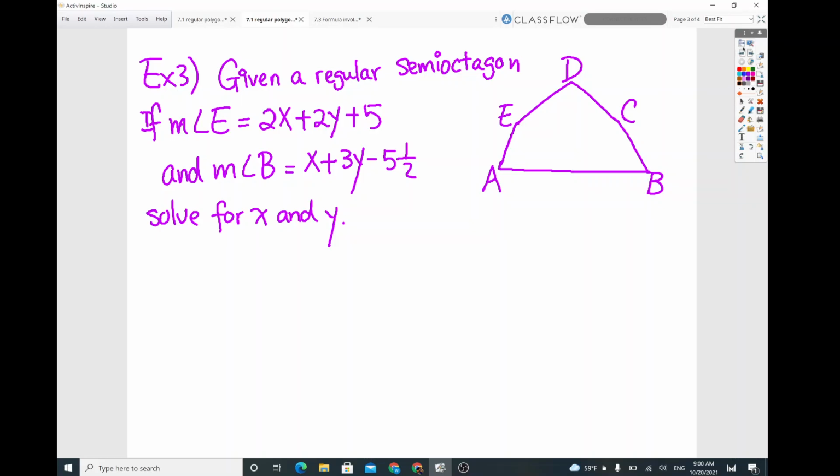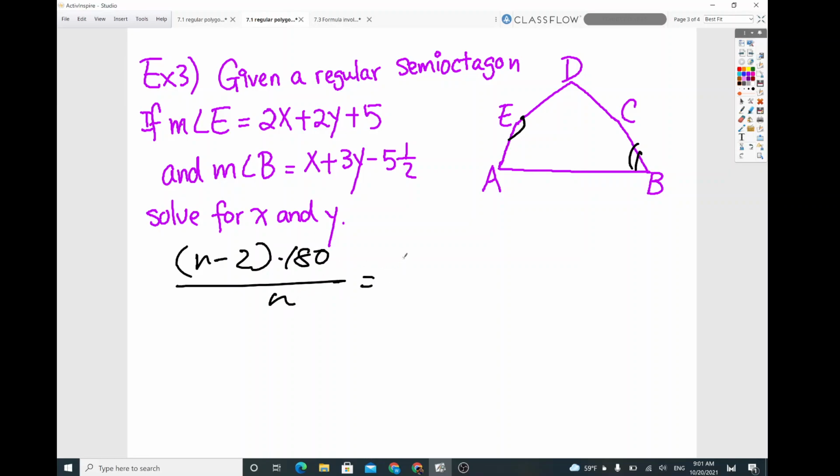Given a regular semi-octagon. Octagon means an 8-sided polygon, and semi means only half of it. If the measure of angle E is 2x plus 2y plus 5, and the measure of angle B is x plus 3y minus 5.5, solve for x and y. One thing we notice is that since it's a semi-octagon, there are two things we can do. We can find the measure of the interior angle, angle E, which is n minus 2 times 180 divided by n.